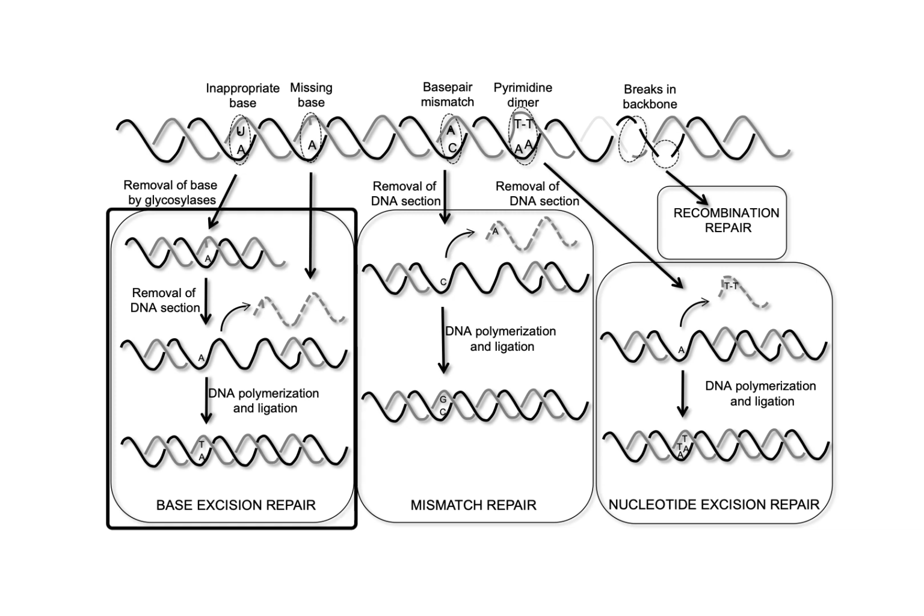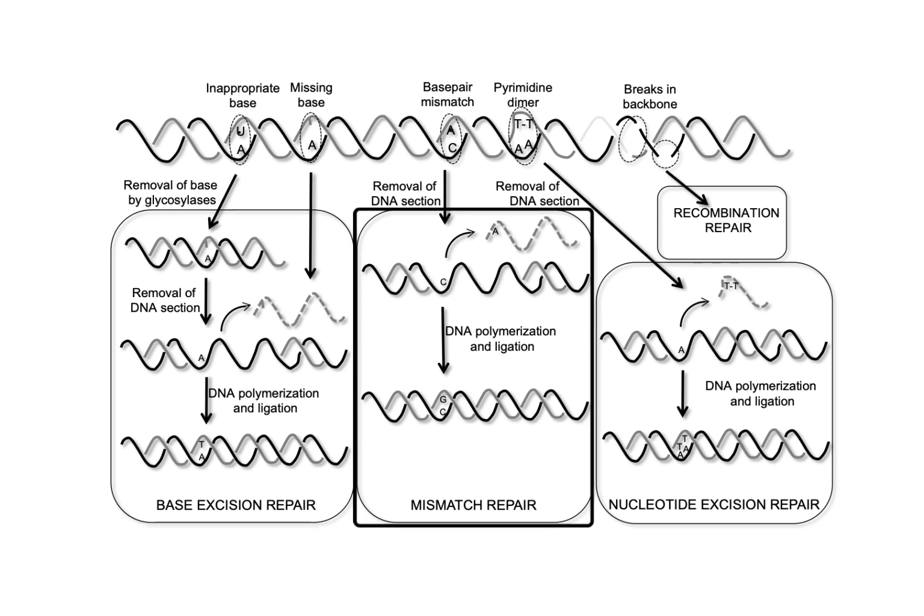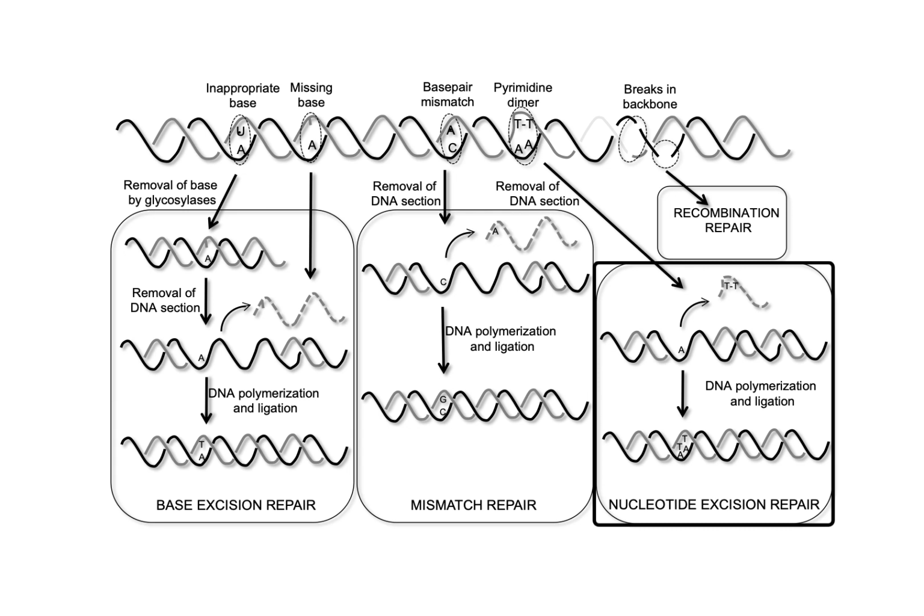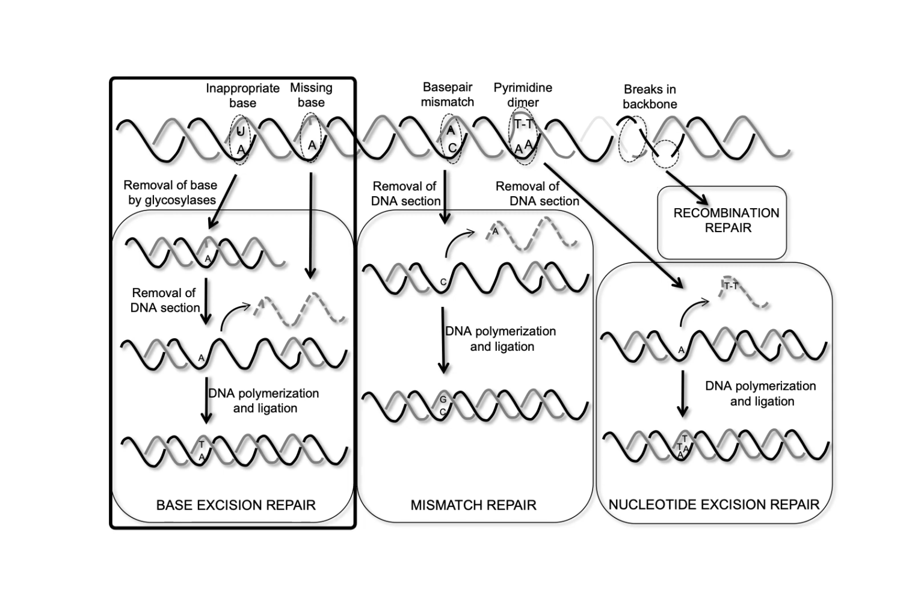So this is base excision repair here, mismatch repair here, nucleotide excision repair, and then I'll talk in more detail about recombination repair. So here's base excision repair, where there's a missing base or an inappropriate base placed in the DNA, and that's recognized by glycosylases, which chop off those bases. And then a long section of the DNA is removed by specific enzymes. And then DNA polymerase comes through and polymerizes a new strand in that section. And then DNA ligase completes the process by ligating the last two bases together.